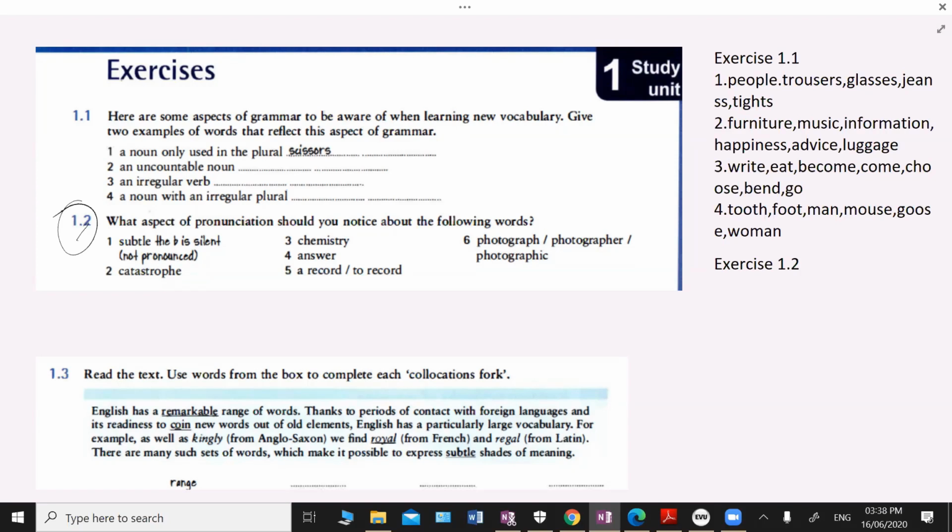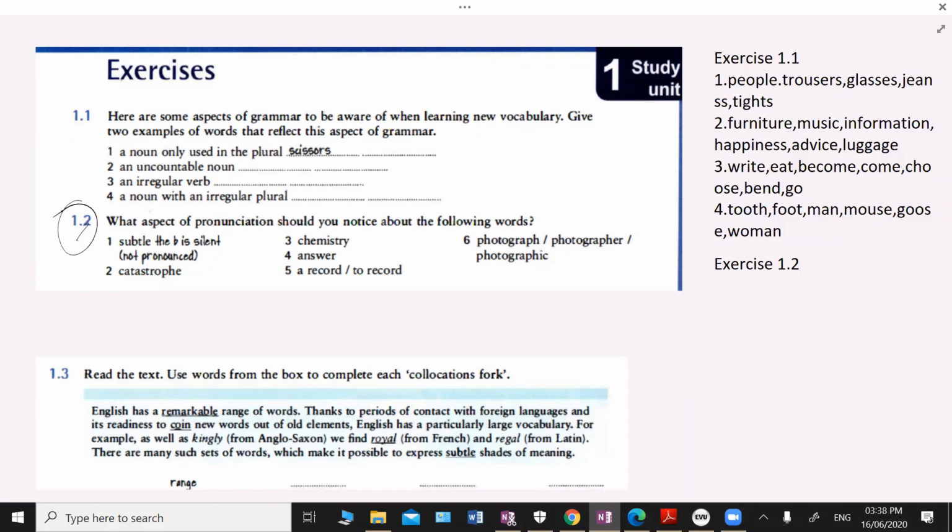The B is silent here. Number 1, subtle, means the letter B is not pronounced. It's subtle, not subtle, subtle. Okay, so look at number 2.